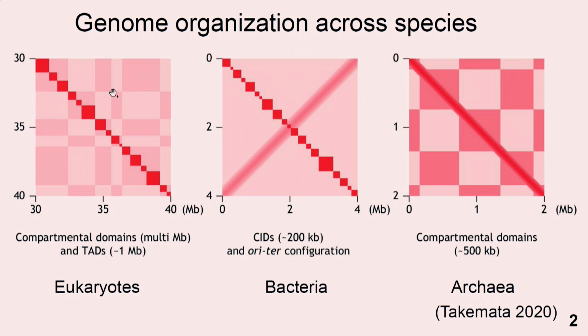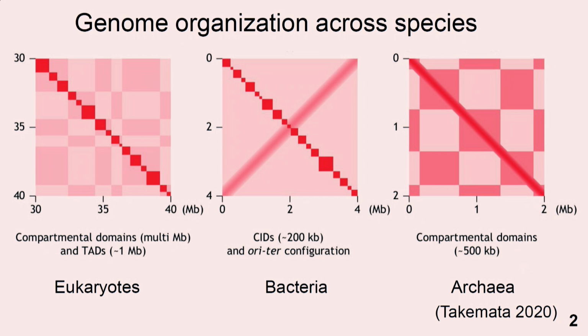But if you look at bacteria, you don't see those off-diagonal terms. It's more homogeneous. And this other diagonal term is because the origin of replication is connected to the terminus. Then if you look at archaea, you don't see the topologically associated domains present in eukaryotes. You see more of these big squares, so there are distinct compartments. We don't see loop-like structures here. This was from a review paper published in 2020.